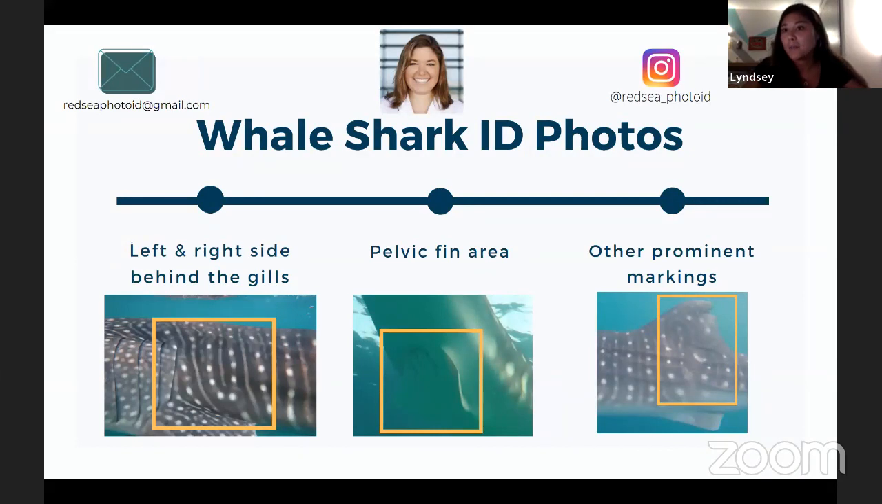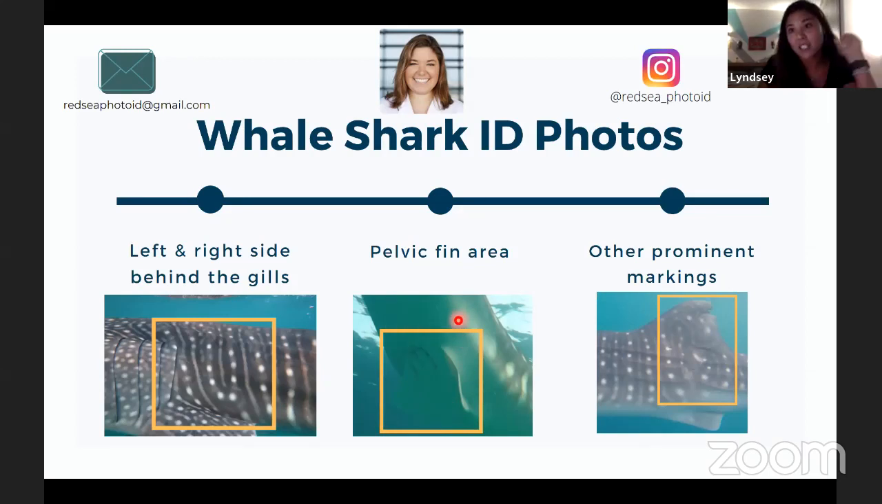So there's another PhD student named Royal in the Red Sea Research Center who studies whale sharks, and she's looking for photo ID photos as well. For whale sharks, we need pictures from the left and right side of the whale sharks, right behind the gills. For whale sharks, the spot patterns on their skin won't change after time, so this is what we use to identify them. We would also love to get pictures of the pelvic fin area so we can identify the sex.